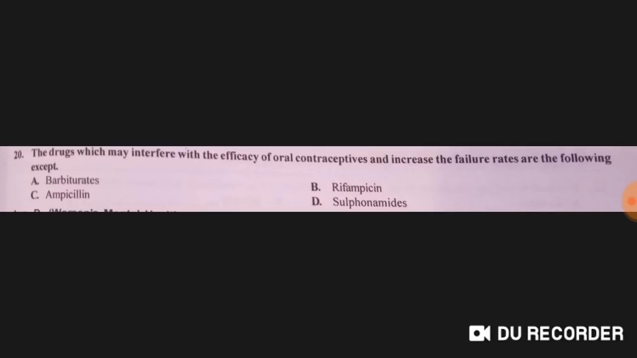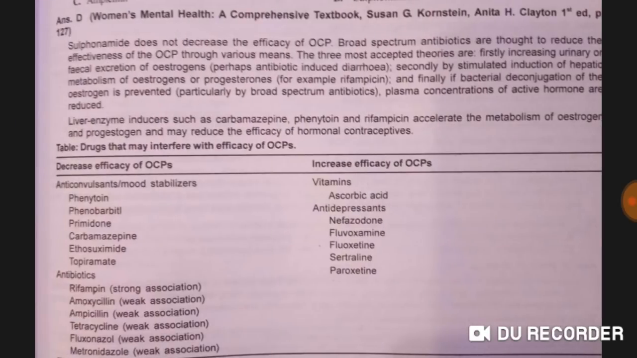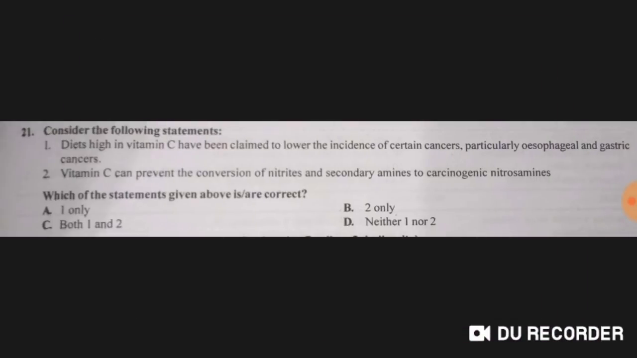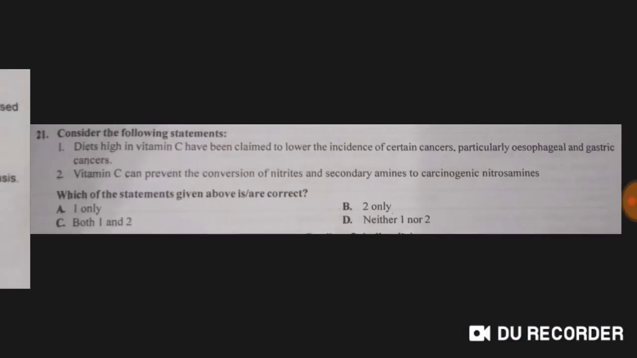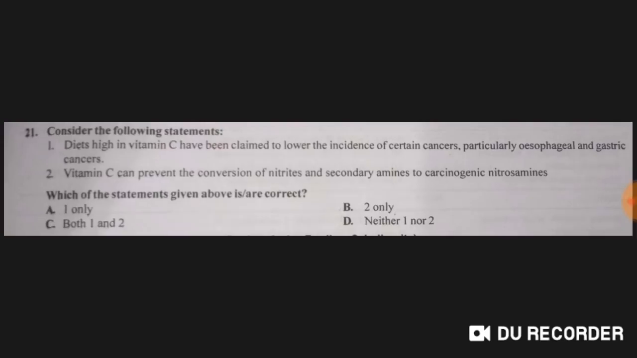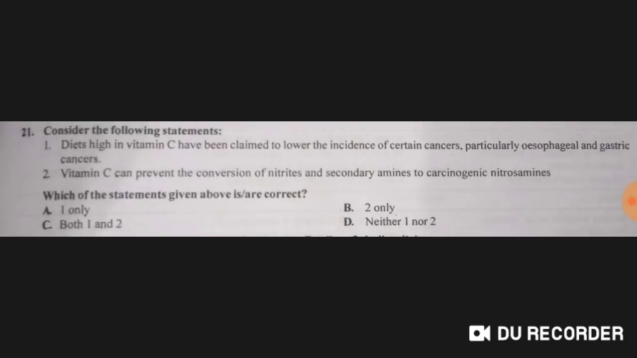So, the drugs which may interfere with the efficacy of oral contraceptives and increase the failure rates are all of the following except: the answer here is sulfonamides. D. Now, consider the following statement: diets high in vitamin C have been claimed to lower incidence of certain cancers, particularly esophageal and gastric cancer. So answer is first only.